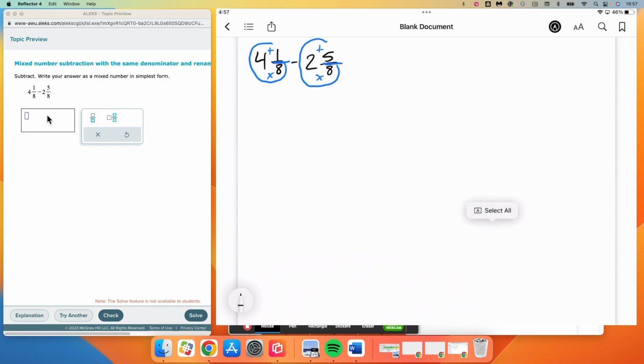So 8 times 4 is 32 plus 1 is 33. We retain 8 as our denominator. 8 times 2 is 16 plus 5 is 21. And again, we retain 8 as our denominator. And 33 minus 21 is 12. So that's pretty easy. We retain 8 as our denominator. And we do need to then take this improper fraction and convert it to a mixed number.